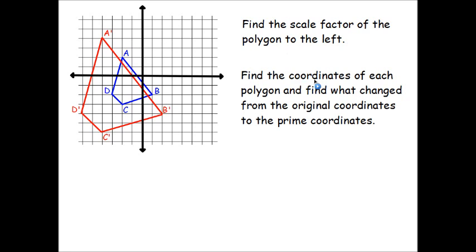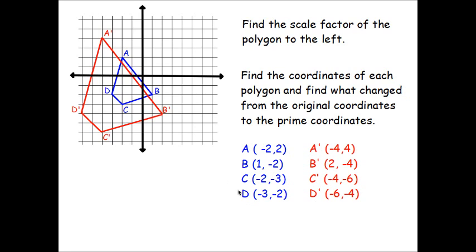So first you're going to find the coordinates of each polygon and find what changed from the original coordinates to the prime coordinates. So for my blues, I have A at negative 2, 2, B at 1, negative 2, C at negative 2, negative 3, and D at negative 3, negative 2. And then for my red shape, I have A prime at negative 4, 4, B prime 2, negative 4, C prime negative 4, negative 6, and D prime negative 6, negative 4.